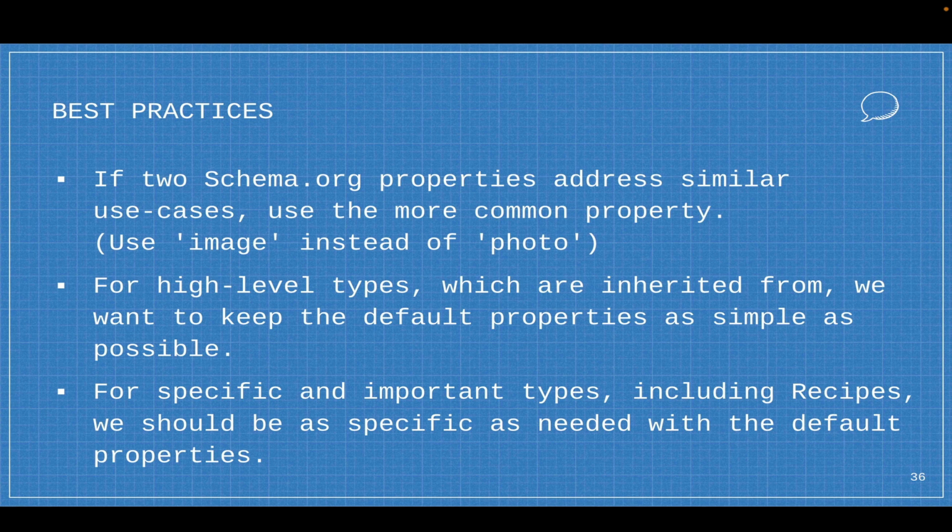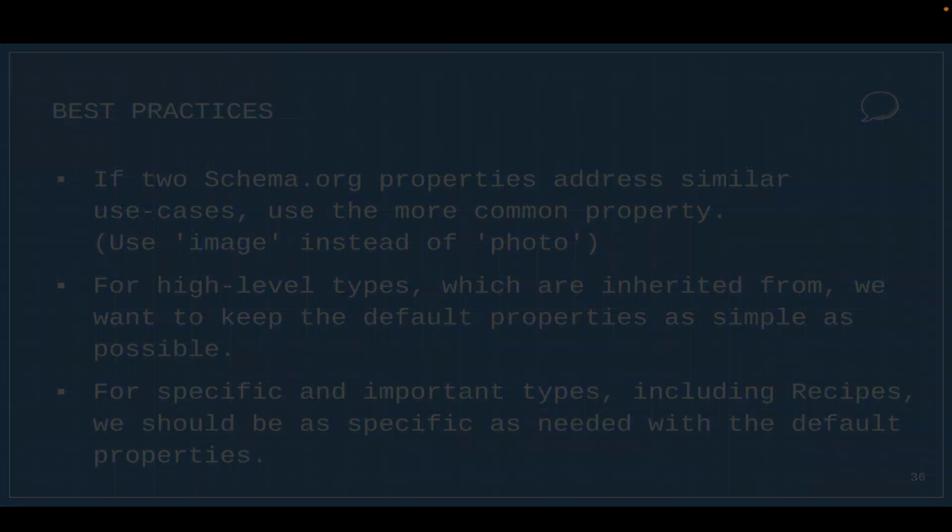High-level types should be as general as possible. Keep them simple. We just want default properties that define an organization at that top level, like 5 or 6 key things. When you drill down and get to very more specific and important types like recipe, which is really, if you look at the hierarchy, recipes is a leaf at the end of a rich hierarchy. You should be as specific as needed at that point because you know you're creating a recipe. It's not going to do any inheritance. You need all that information.